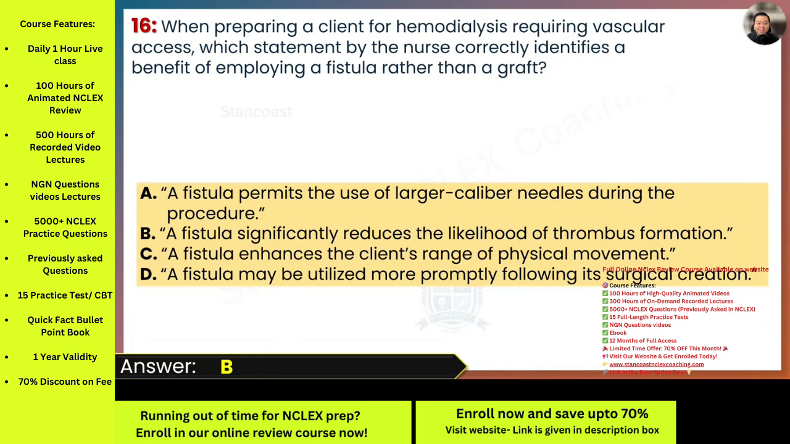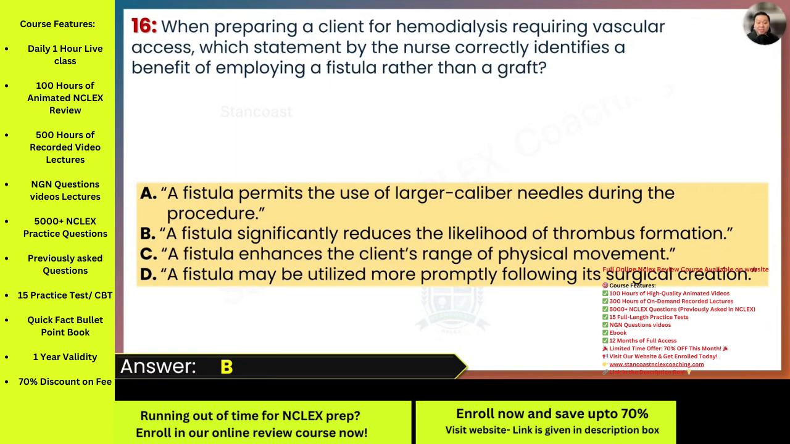Now, why is letter C incorrect as well? It's because mobility is not significantly different between a fistula and a graft, and patients with either access are still advised to avoid excessive pressure. They need to avoid excessive heavy lifting and also avoid sleeping on the access arms to prevent complications.